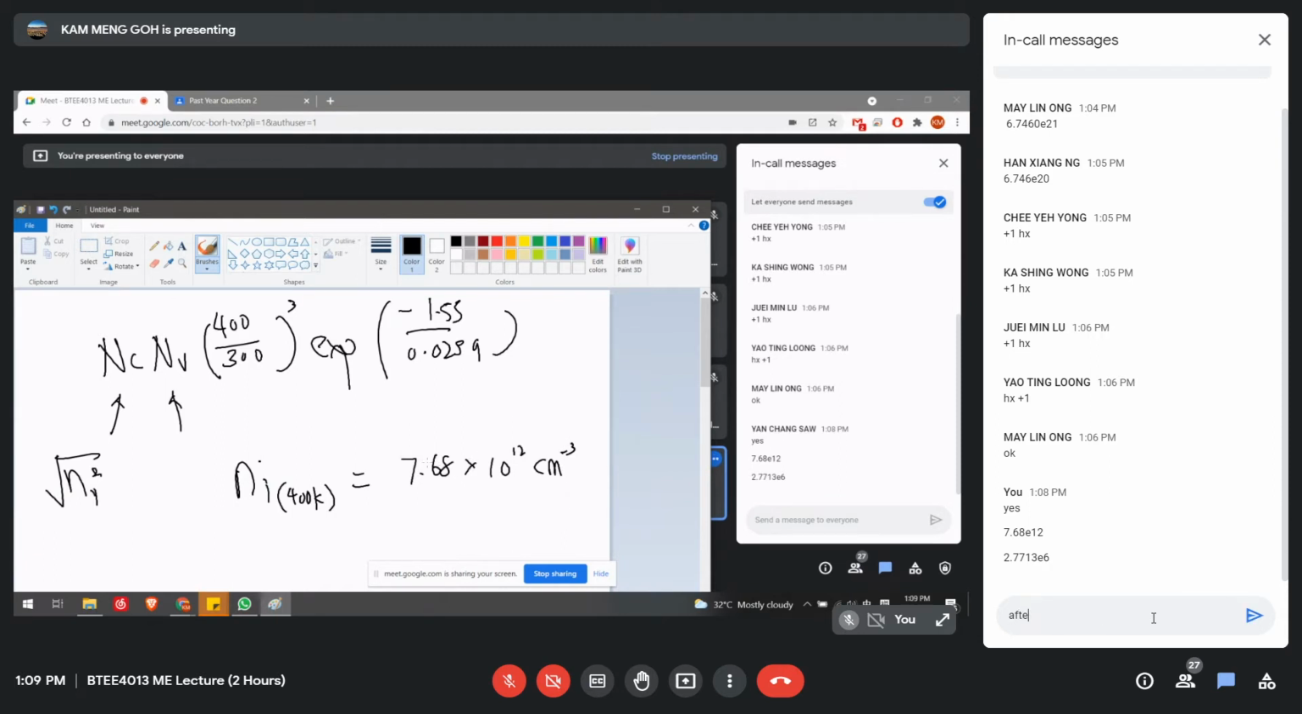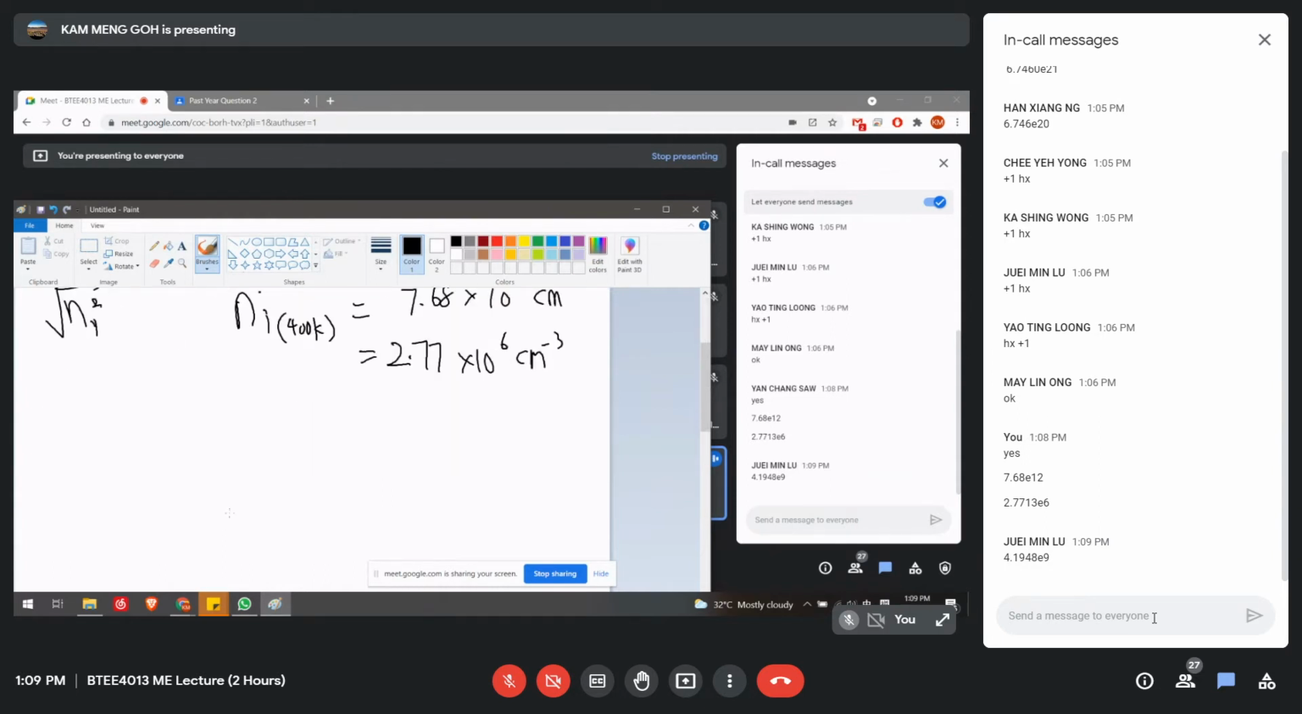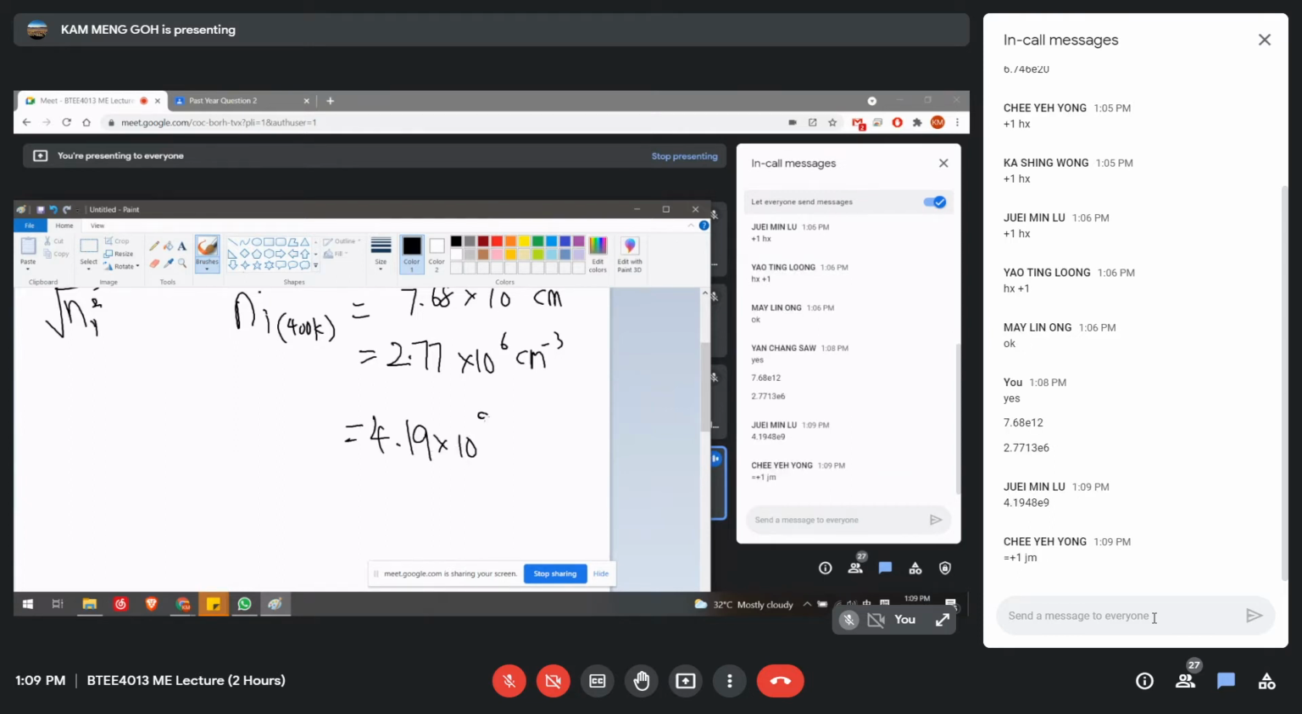Wait, so in this one, is this a square root answer? Which one is the correct one? I want the Ni, not square. Okay, the answer given by the lecturer is another answer, which is 4.19 times 10 to the power of 9 cm minus cube.